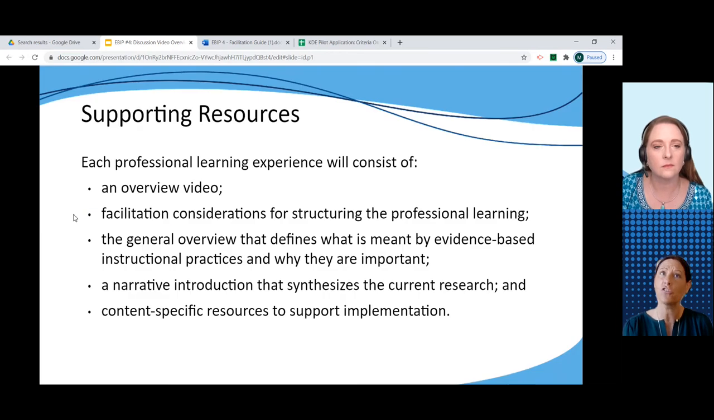And then for each professional learning module, we will be releasing a video overview, facilitation considerations for structuring professional learning at the local level, a general overview that defines evidence-based instructional practices and why they are critically important for student success, an introduction on the released EBIP that really synthesizes the current research on that practice, and then finally, content-specific resources to support classroom implementation.